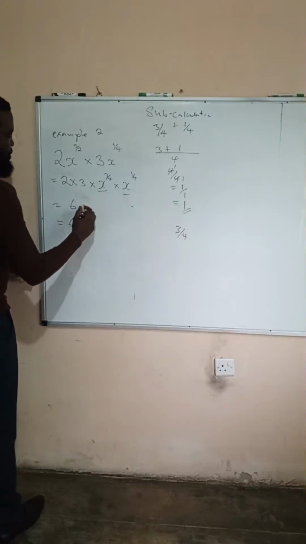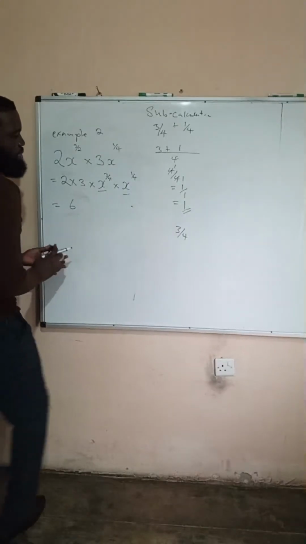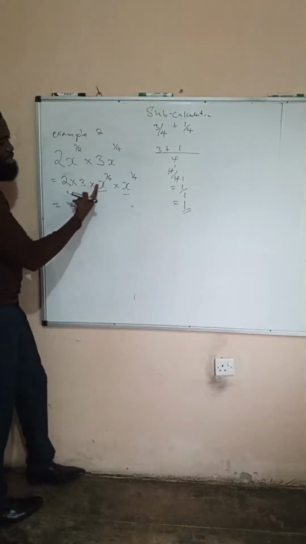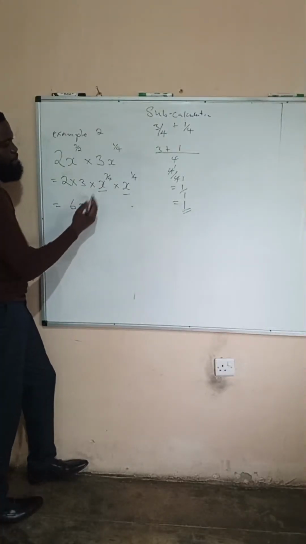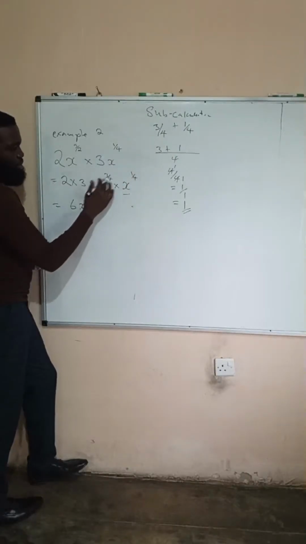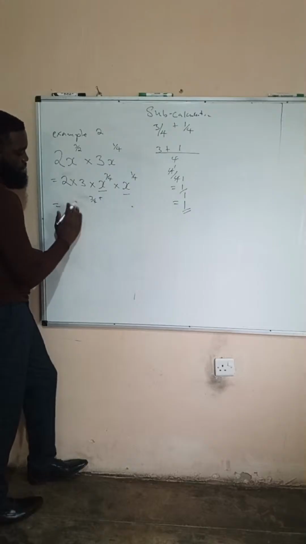Oh, x rather, sorry. I was too fast. I forgot to put x. So, x comes here. We said we add the powers, right? So, let me show the addition here. So, 3 over 4 plus, this is 6.